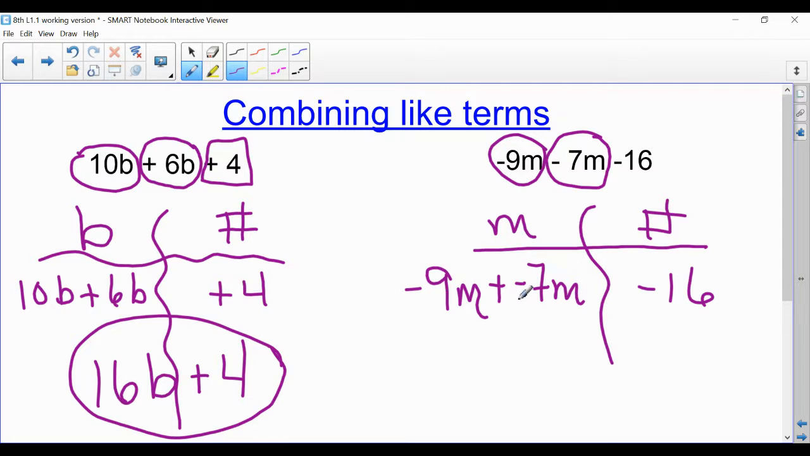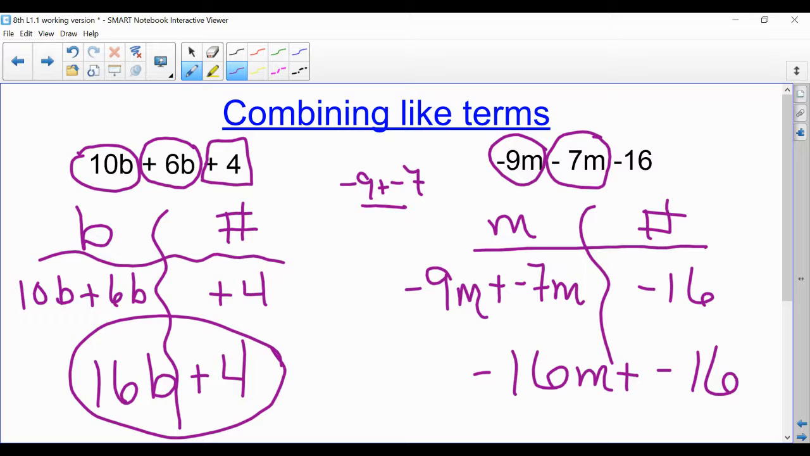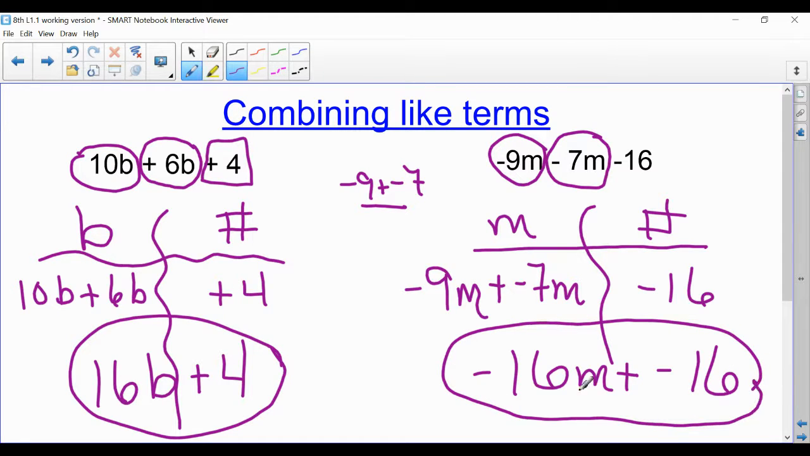Negative 9m plus negative 7m. I can go off to the side here and just write my numbers so I can see them easier if that helps me. Negative 9 plus negative 7, same sign, sum. Answer stays the same, so I get negative 16m. And then I have a negative 16 for my numbers. And that is our final answer. These two cannot be added together. One has the m and one just has a number. They are not like terms, so you stop there.